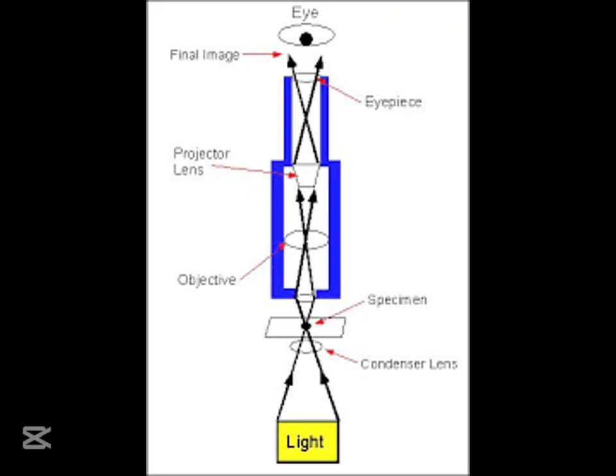Exactly. Now, the last things we need to talk about are the focus knobs. Those are the ones on the side. Yep, those are them. They're super important for getting a clear image, but there are two of them. Right, there's the coarse focus knob and the fine focus knob. What's the difference? Well, the coarse focus knob moves the stage up and down to get you close to being in focus. Then the fine focus knob makes tiny adjustments to make the image crystal clear. So one's for getting close and the other's for fine-tuning. Exactly.